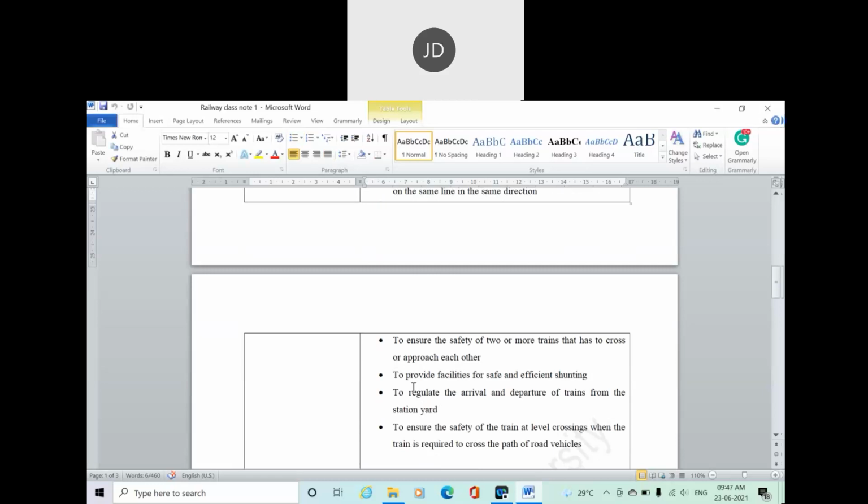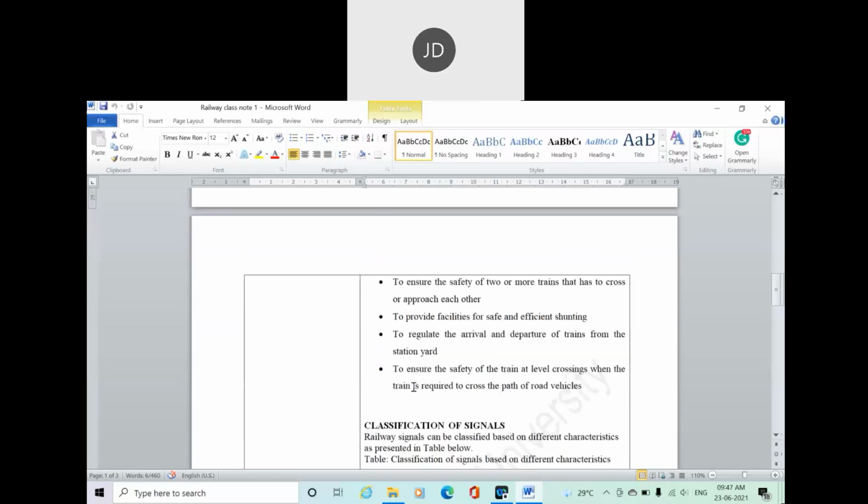Basically, a signaling system is meant to make aware the person responsible for the movement of the train. That means what is happening in a particular track. To make the management, or the person who is driving the train or regulating the train movement, aware of the coming situation.